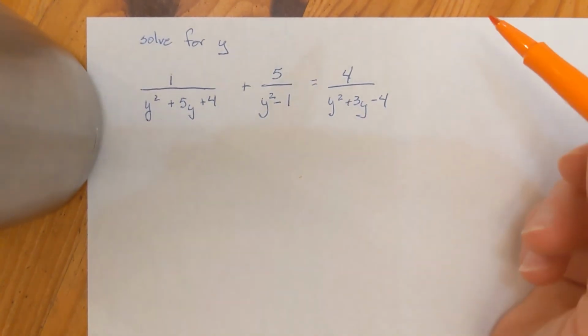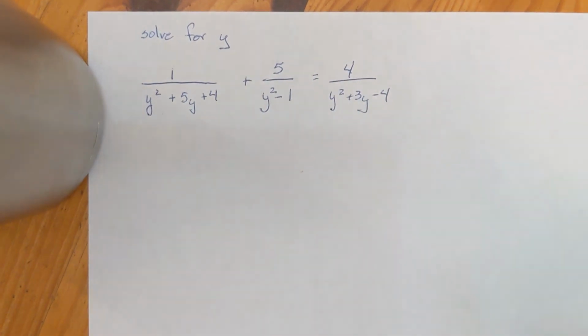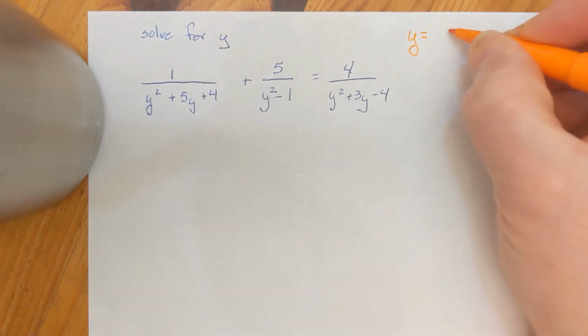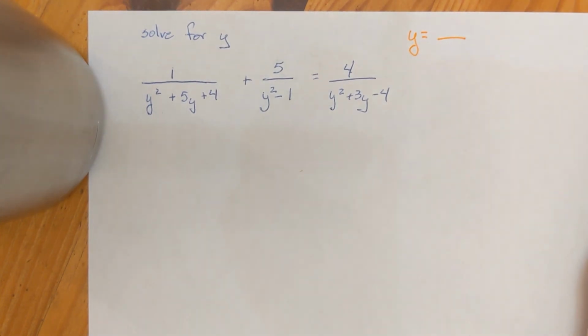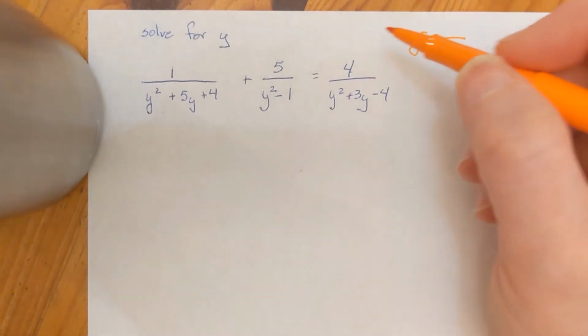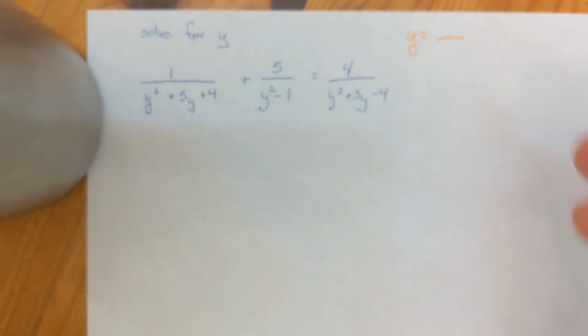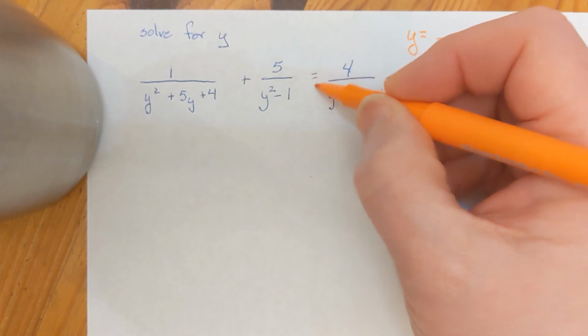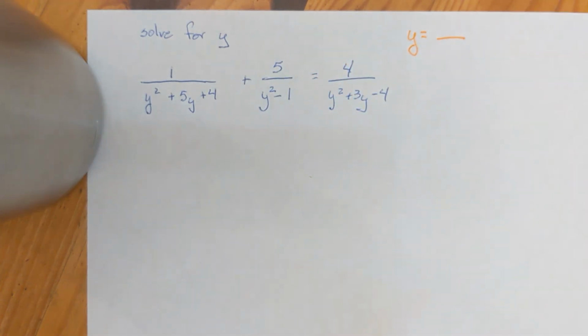In this problem, we're being asked to solve for y. So I know I should end up with something that looks like y equals whatever. I also know it's a solve, so I know I'm looking for this. I also know I can solve because I have an equal sign there.